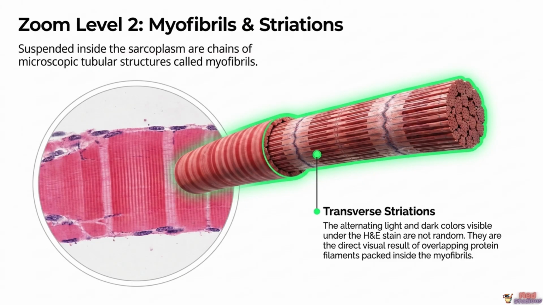These striations are not just random visual patterns or cellular decorations. They are the direct, visible result of the highly precise, perfectly ordered, overlapping arrangement of thick and thin protein filaments densely packed inside these myofibrils. The exact geometric alignment of these protein filaments dictates how light passes through the tissue under a microscope, creating the distinct banded pattern that pathologists rely on to identify healthy skeletal and cardiac tissue.